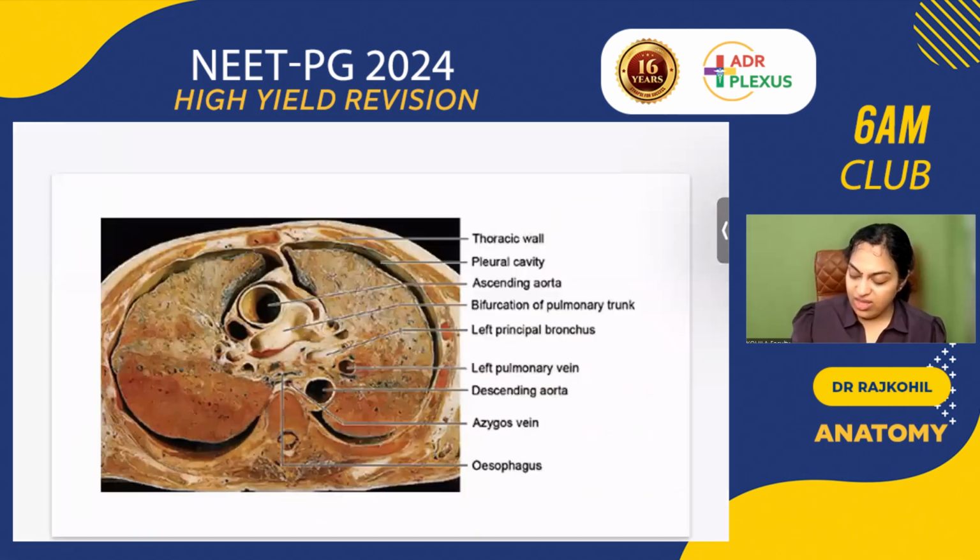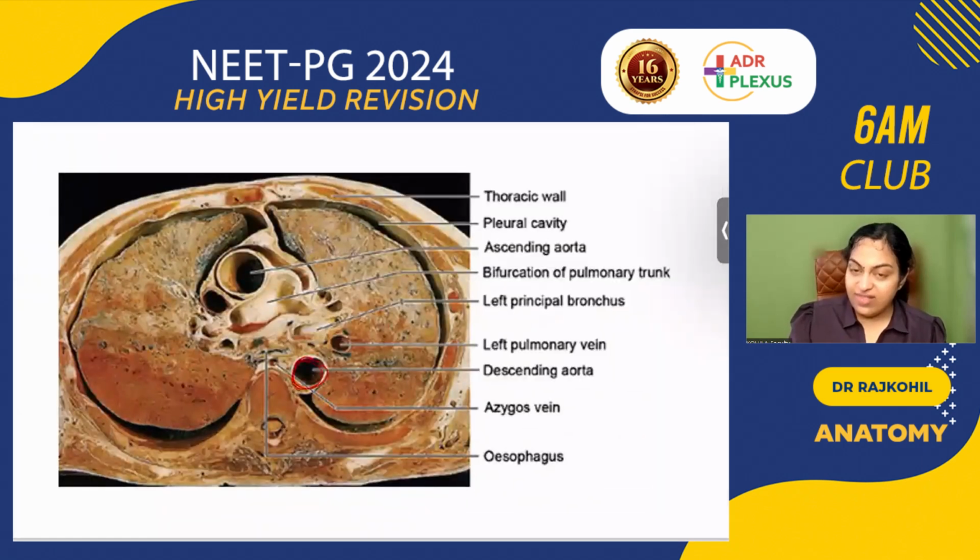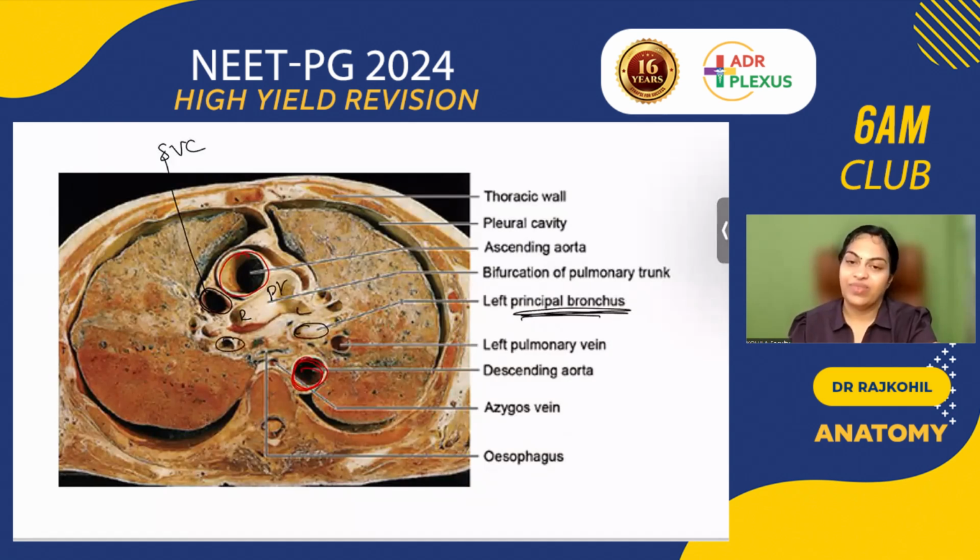So this is a section here. You can make out the descending aorta, the ascending aorta. This is the superior vena cava, close to the ascending aorta. Can you appreciate? This is the pulmonary trunk dividing into the right and left pulmonary artery. Just behind the pulmonary arteries, you get to see something. It's going to be the bronchus. Please remember, just posterior to the pulmonary artery, you'll be seeing the bronchus.